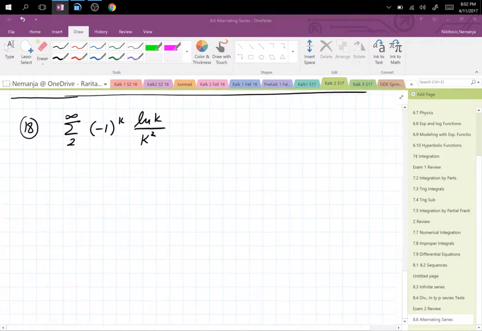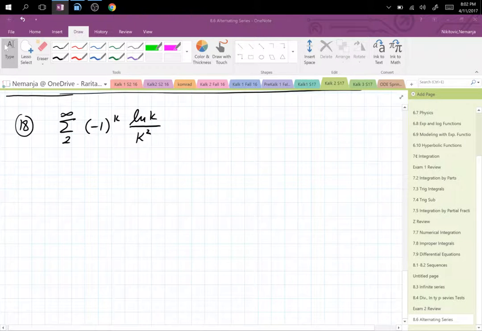Here's the next problem. It says summation 2 to infinity of negative 1 to the k, ln k divided by k squared. Is it convergent absolutely, or conditionally, or divergent?